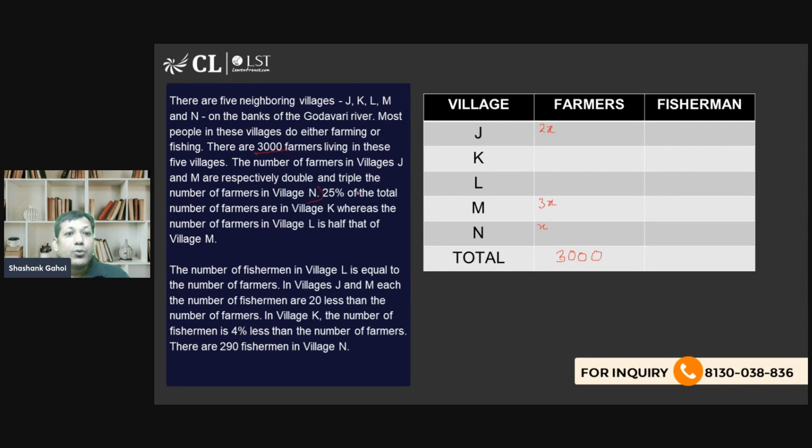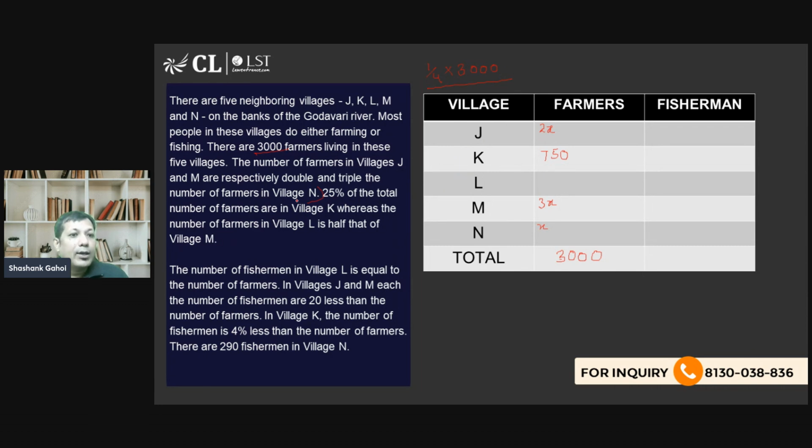Okay, now 25% of the total farmers. So what is 25%? We have already seen that 25% is equal to 1 by 4, and 1 by 4 of total farmers. And what is the number of total farmers we are talking about? That is 3,000. So it comes out to be 750. 750 farmers are there in K. Okay, that's what is given to us.